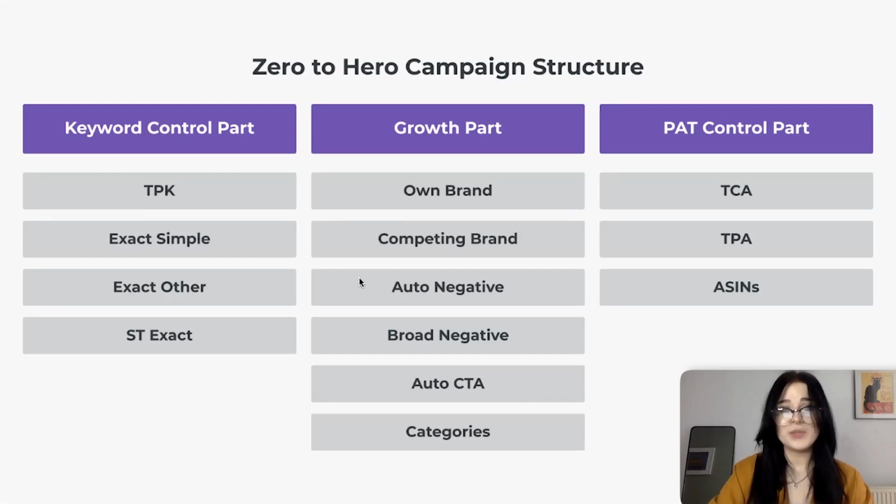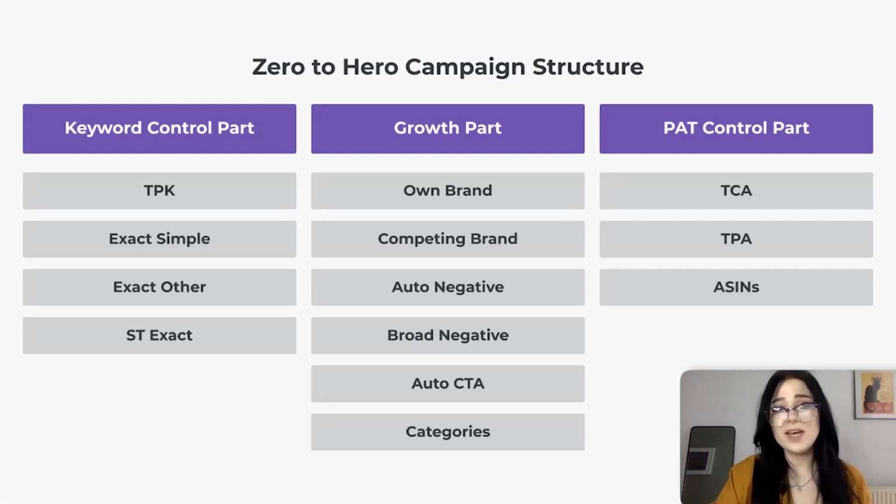And last but not least, we also have the pod control part. This one makes sure that your competitors actually work in your favor. And for that, it utilizes campaigns like top competitor ASINs, category ASINs, and other ASINs campaigns. Basically what these do is convert their clients to yours. It also allows you to protect your own listings from competitors' influence, with campaigns like defense ASINs campaigns.